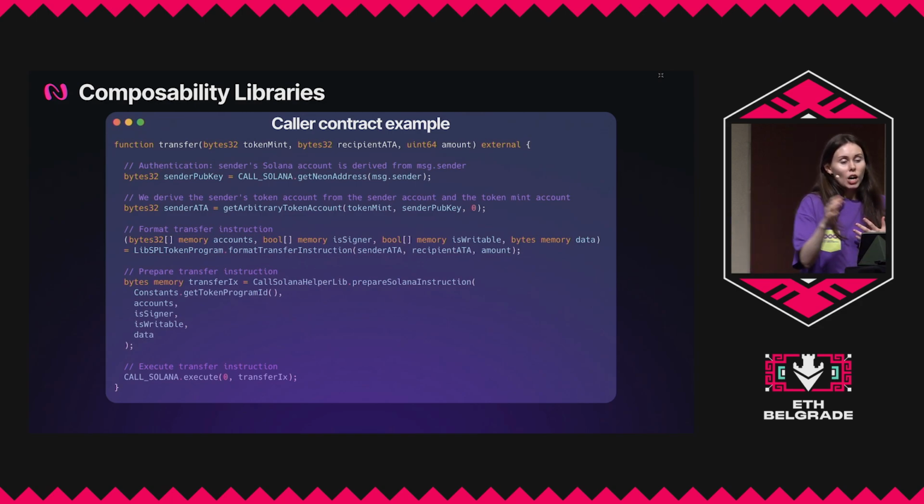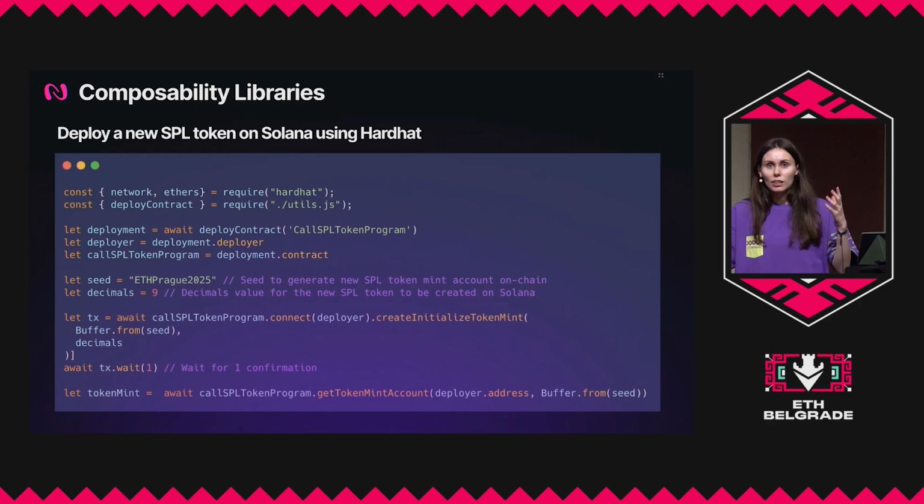And when you open the composability libraries GitHub repo, you're going to see these examples of call contracts to different programs on Solana. They are all formatted and structured in the same way, where you basically get the accounts, you build the instruction, and you send the instruction to the precompile.